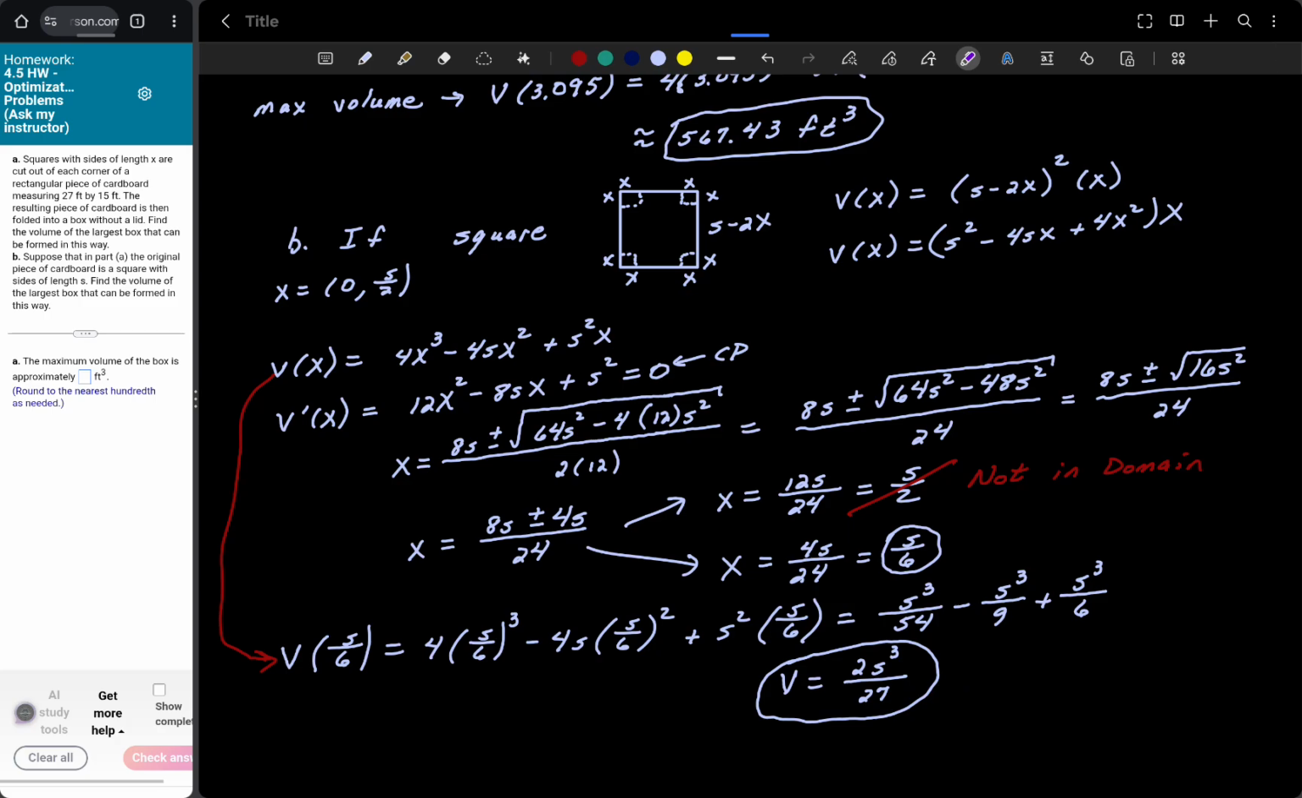That would be the maximum volume of a cube. Sorry, I shouldn't say of a cube, of a box formed by a base that is a square. All right, hopefully that helped you out with this one. It's kind of a cool problem.